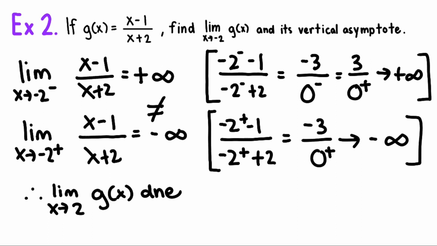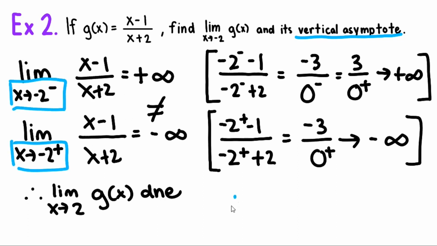For the vertical asymptote, since the one-sided limits are positive and negative infinity, with the help of these we can conclude that the vertical asymptote for g of x is x equals negative 2. So these two are our answers for this problem. I hope you got that one correctly.